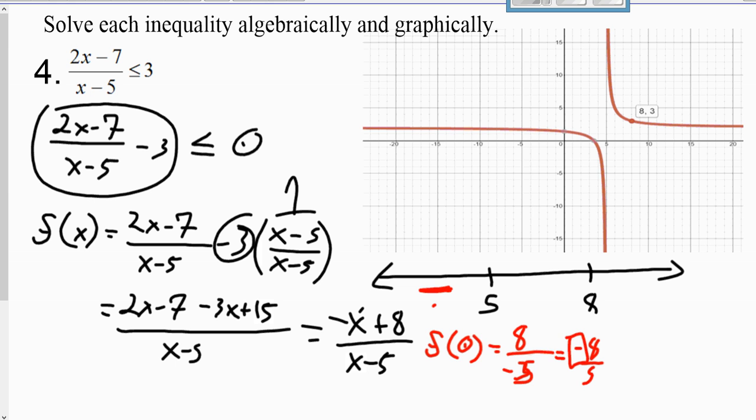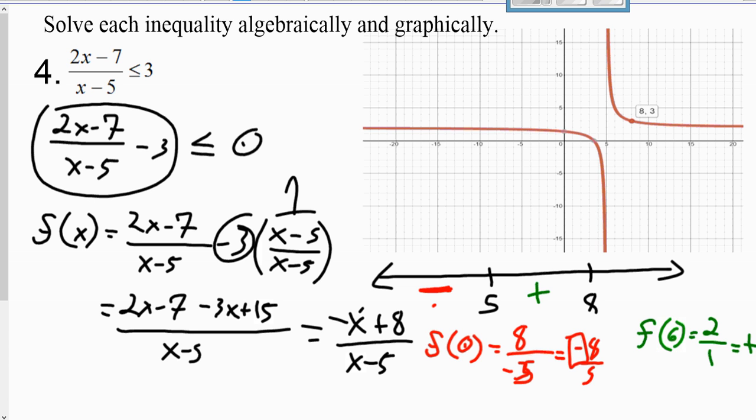So my next interval is 5 to 8. Let's just pick something nicely in between. So let's pick 6. So f of 6 is going to be negative 6 plus 8 is going to be 2 over 6 minus 5 is 1. So it's going to be positive. So it's positive in that interval.